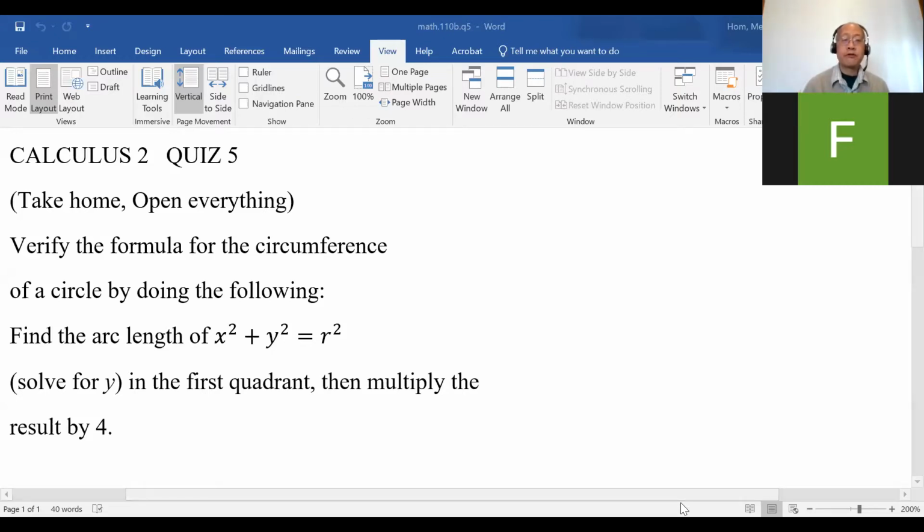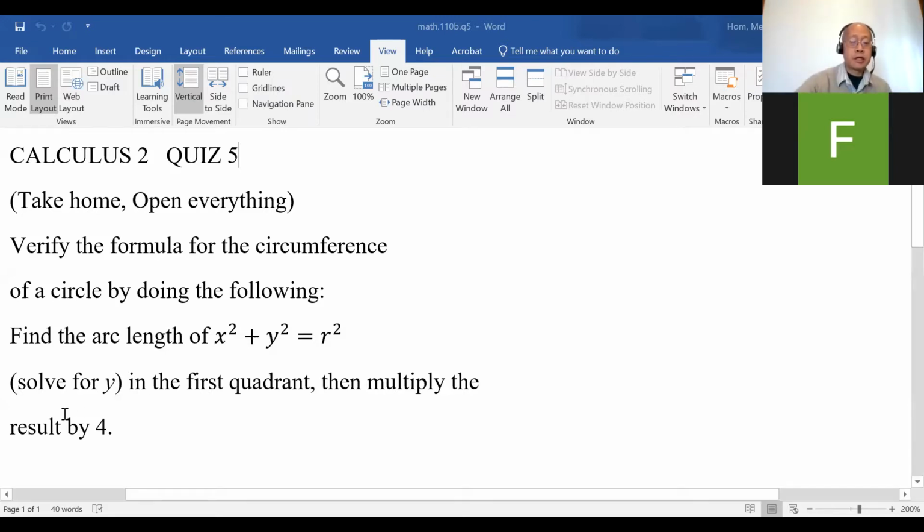So we're verifying the formula for the circumference of a circle. You should know the formula for the circumference of a circle. I've actually already mentioned it. If not, you can look it up. And the way you do it, so find the arc length of x squared plus y squared equals r squared. You should already know that's a circle centered at the origin with a radius of r. So if you have a circle centered at the origin with a radius of r, there's a formula for the circumference.